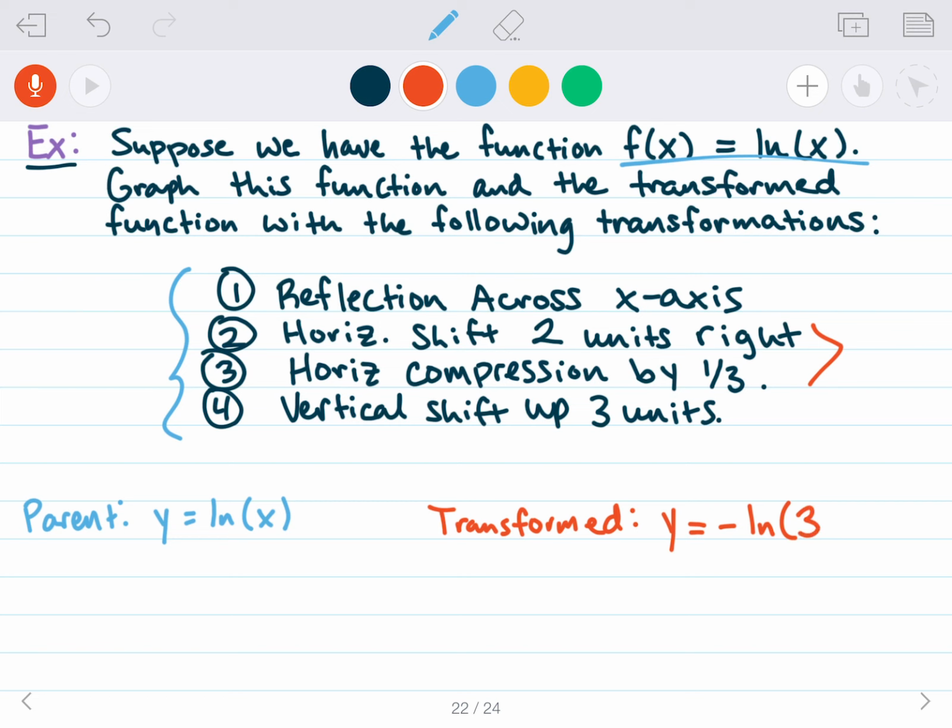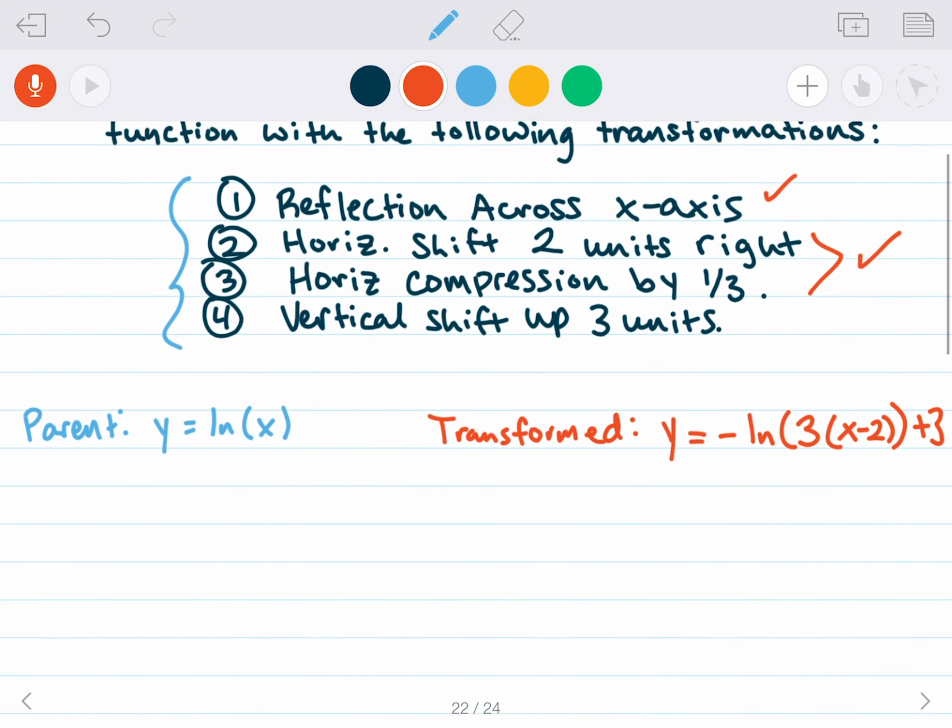And then the horizontal shift to the right 2 units is going to tell me we're going to do x minus 2 to account for the right shift. So that's my argument. We took care of this with the negative in the front. We took care of this. And the last thing is vertical shift up 3 units. So that's going to give us this plus 3 right here. Okay, so that is my function there.